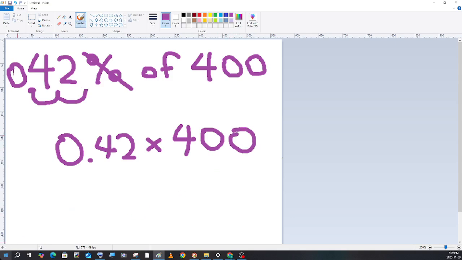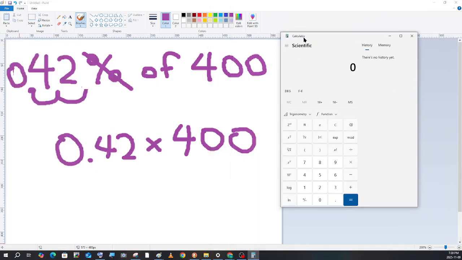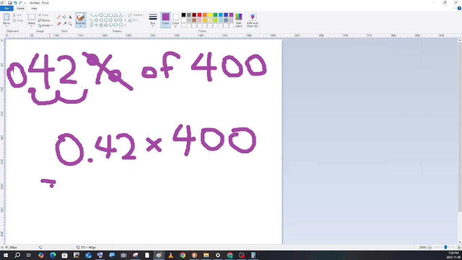Now I'm just going to pull up my calculator here. In the calculator, if I go 0.42 and then times that by 400, then push equals, that tells me my answer is 168.